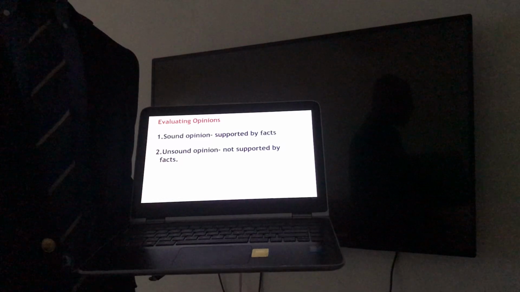So we have come to see that facts and opinions are two different things. Once we understand them, it is going to help us make good thinking, to make a good analysis of things. So this is just one of the fundamentals of critical thinking, differentiating between facts and opinions.